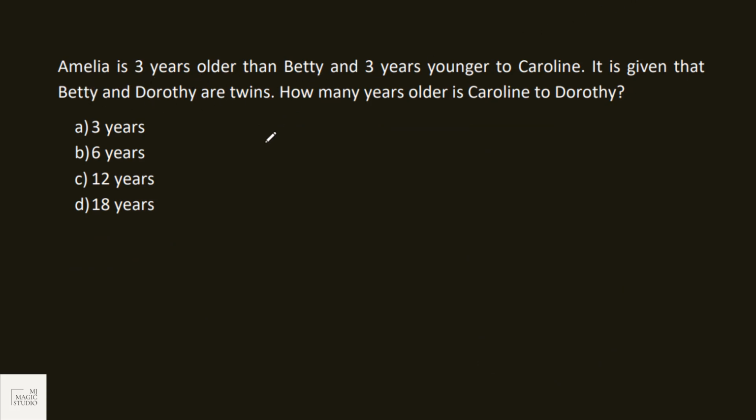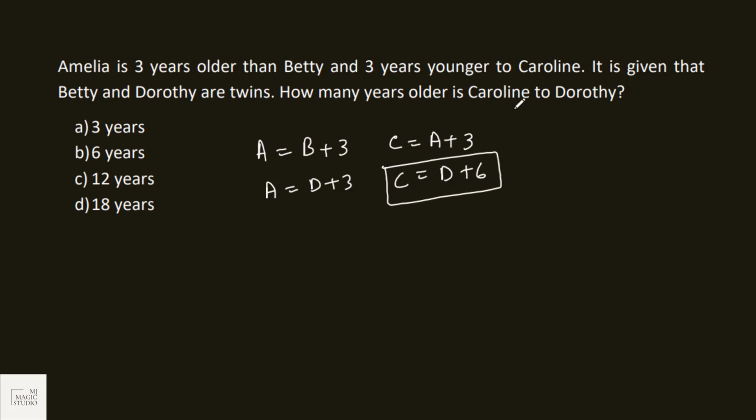Amelia is 3 years older than Betty. A is B plus 3. And 3 years younger to Carolyn. That means C is A plus 3. It is given that Betty and Dorothy are twins. That means A is D plus 3. How many years older is Carolyn to Dorothy? Okay. So C is A plus 3, A is D plus 3, so it is D plus 6. That means Carolyn is 6 years older than Dorothy. Option B is the pick.